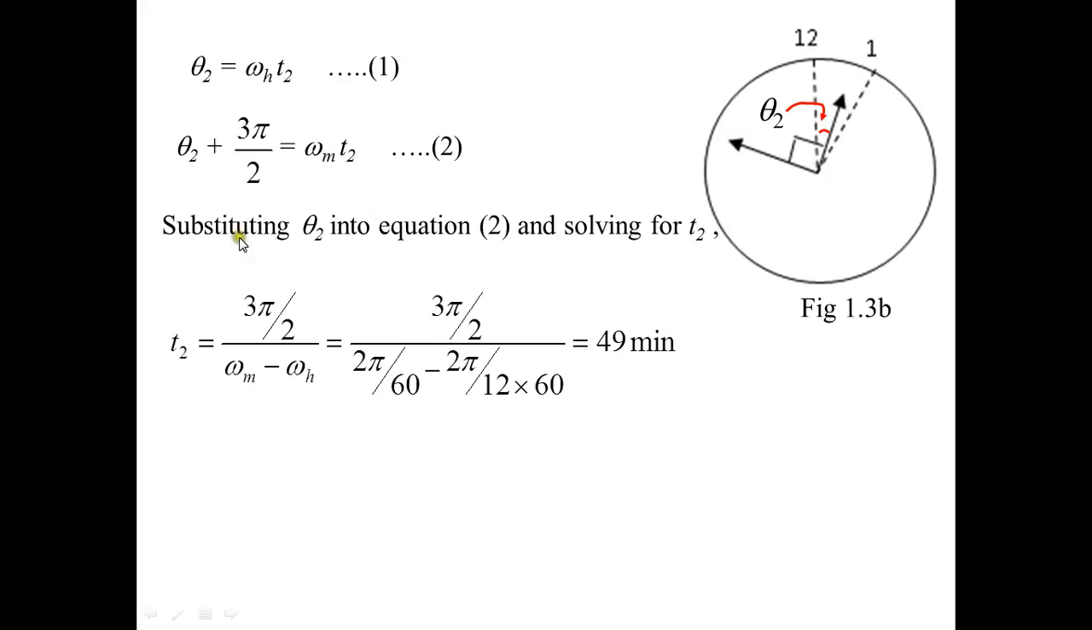By the way, we need to work out omega for the minute hand. The minute hand will take 60 minutes to go one round, whereas the hour hand will take 12 times 60 minutes to go one round. I'm not converting to seconds; I'm leaving my answer in minutes, so t2 will be in minutes. So the timings are 12:16 p.m. as well as 12:49 p.m.